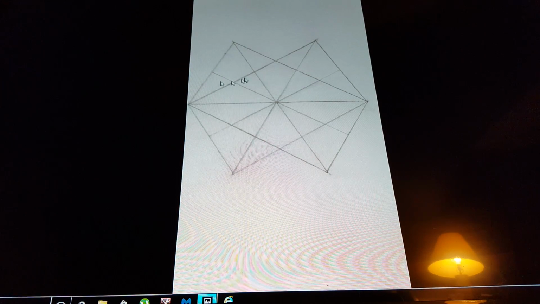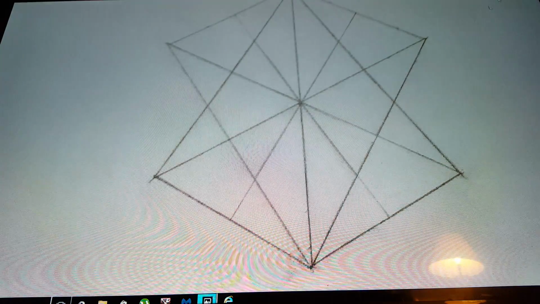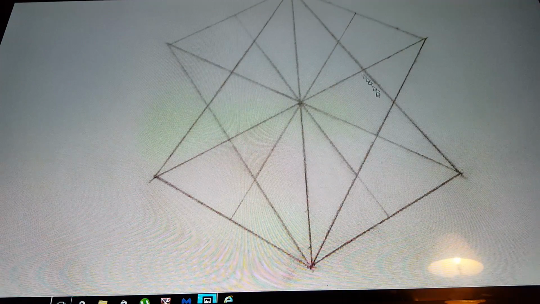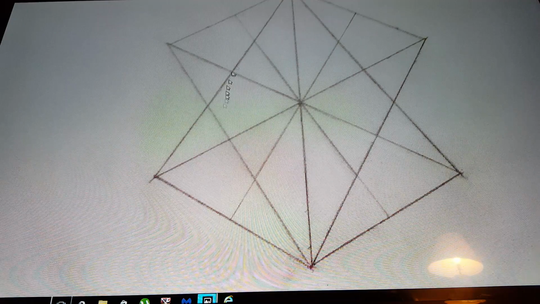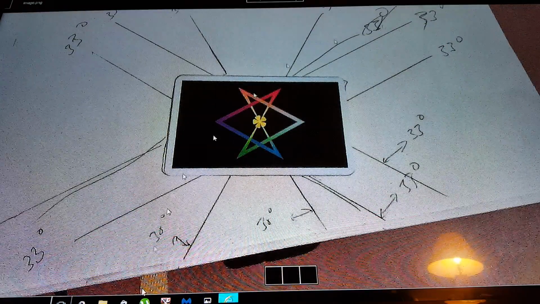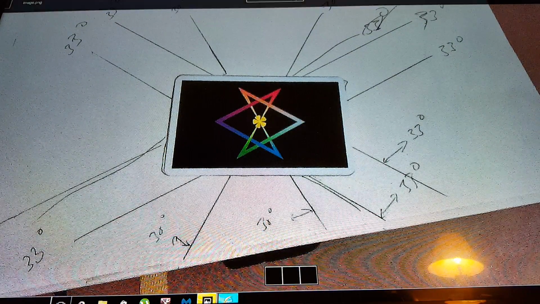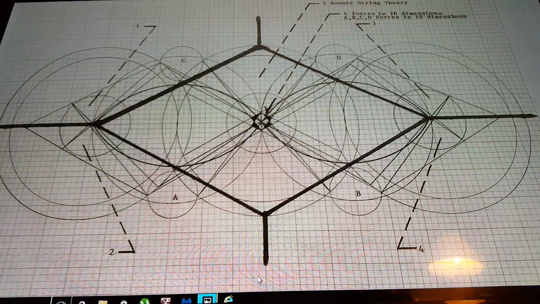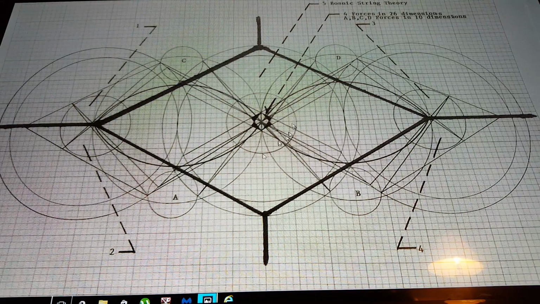So basically, we do have the same symbol here if you recognize it from before, but you have these little spikes here, and this is at 33 degrees. This is at 33 degrees. So we go back to my paper, and here we go. So this is that symbol right here.